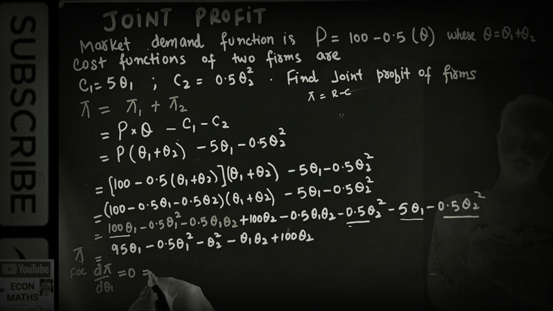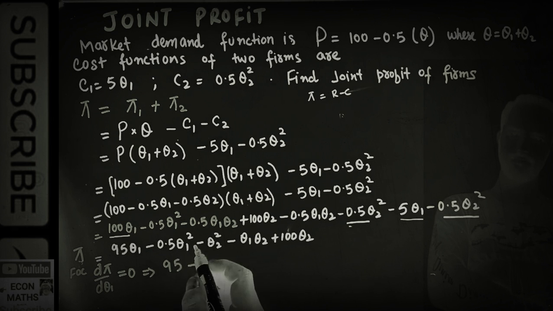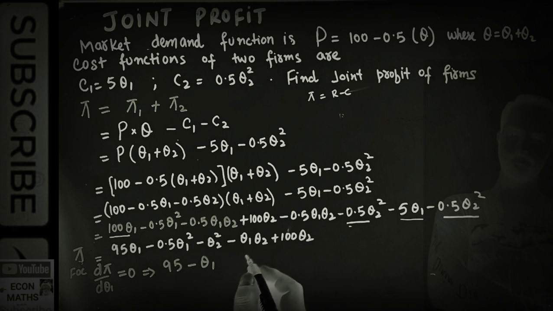Which implies taking the derivative of this function with respect to q1, so we are left with 95 only. Then here we have q1, so 2 into 0.5 comes out to be q1 only. And here we have q1, so we have minus q2, which is equal to 0.